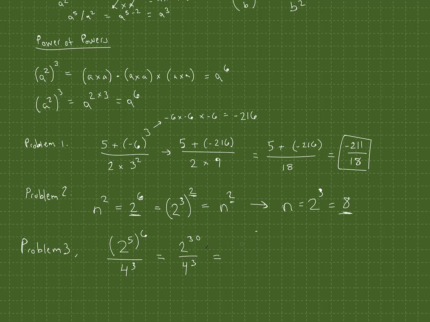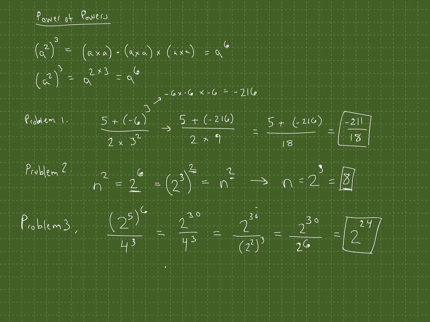Let's redo this. This is still 2 to the 30th, but this becomes 2 squared. So 4 can be rewritten as 2 squared, and that's raised to the 3rd. This is still raised to the 30. So what does that become? Well, 2 to the 2nd raised to the 3rd, that becomes 2 to the 6th, power of powers. And this is still 2 to the 30th. Okay, and now we know that we can divide. When we divide by this, we subtract the exponents. So this becomes 2 raised to the 24th power. And that is a good enough simplification for me here. Yep, okay.